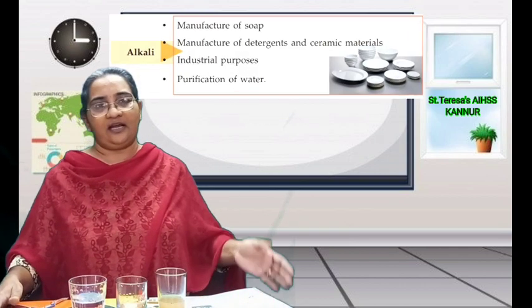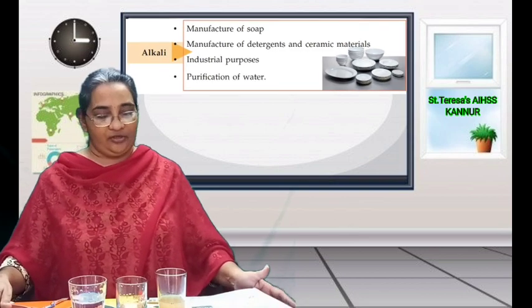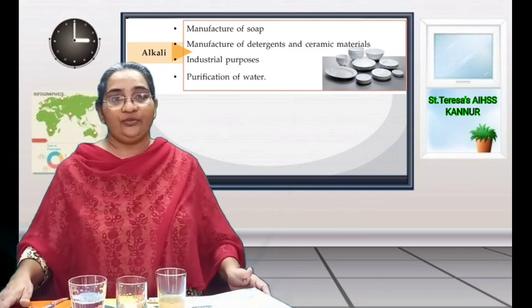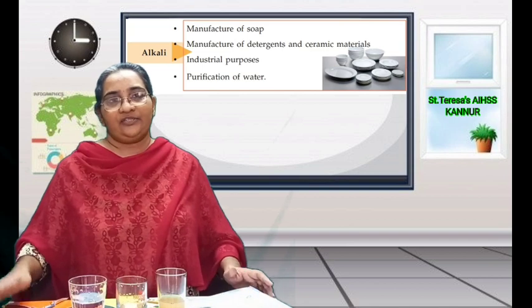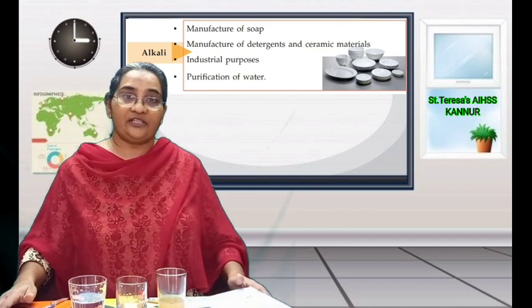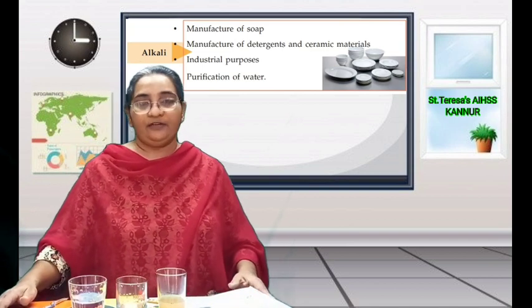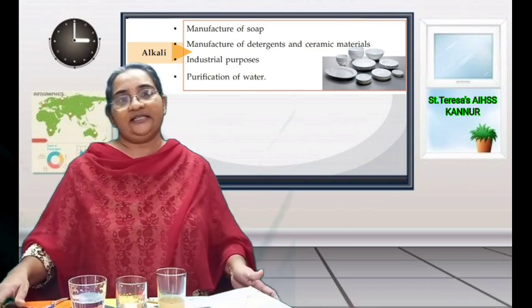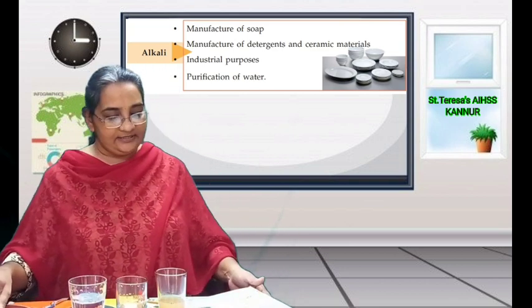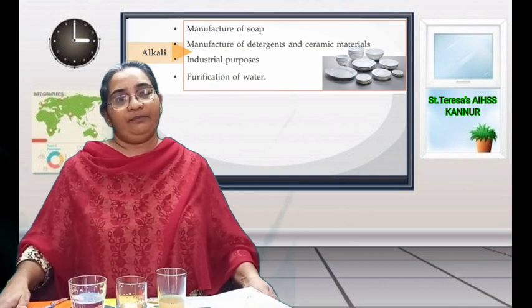Now, why is an alkali used? Acids have many uses, we saw that. Now, what are the uses of an alkali? The alkali is used to manufacture soap, then the manufacture of detergents and ceramic materials, then for industrial purposes and for purification of water. So these are the uses of acid and alkali.